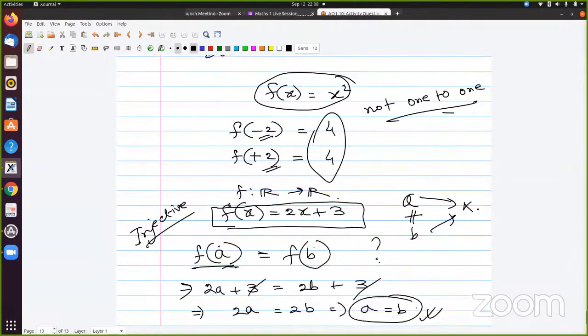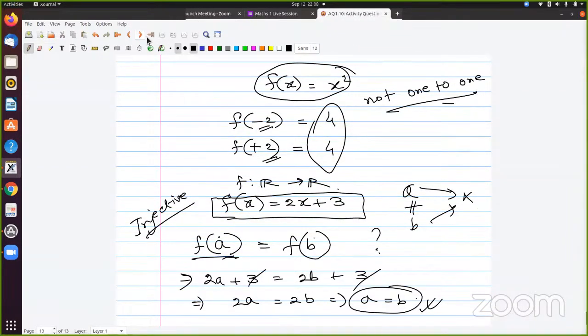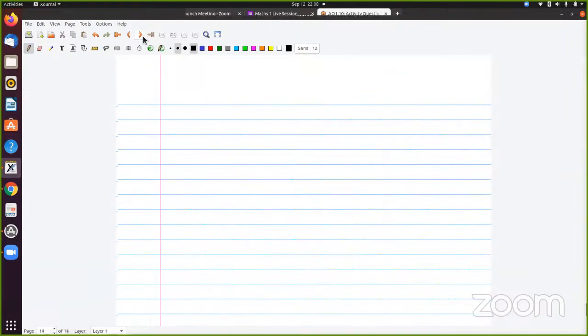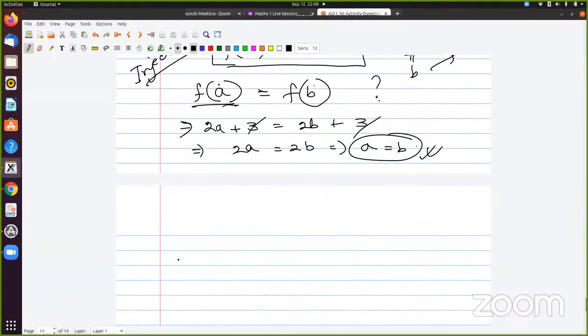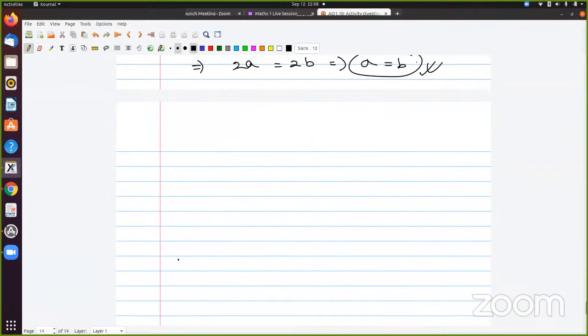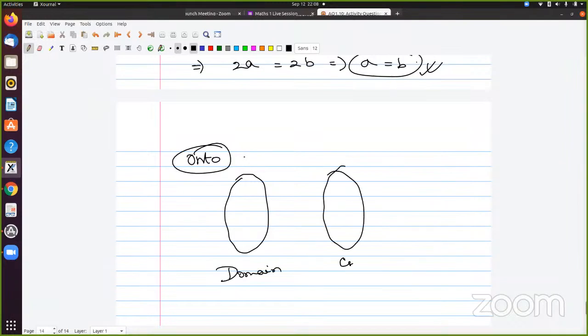Now come to surjective function. Can you explain activity 9, the fifth problem? I will come to that. But let me finish this because this is the last thing I am going to discuss. So onto function. What is an onto function? So you have again your domain. You have your codomain. You have a function like this.